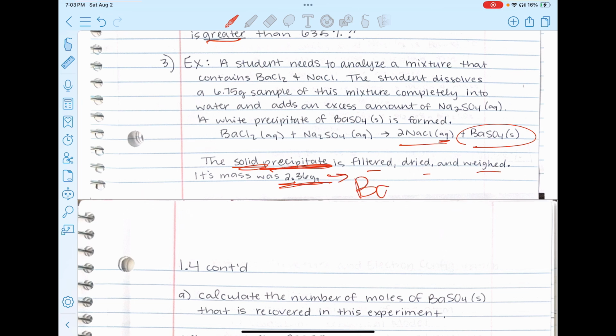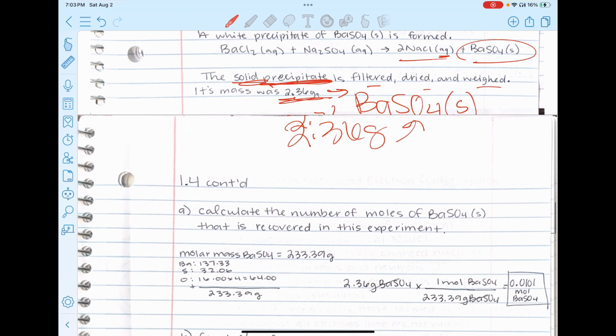I just want to label that for us. That is the barium sulfate solid precipitate, 2.36 grams. We're asked to calculate the number of moles of barium sulfate solid that's recovered in this experiment. So it has a lot of terms. There's a reaction and lots of words. It can be a little intimidating, but this one's not bad.